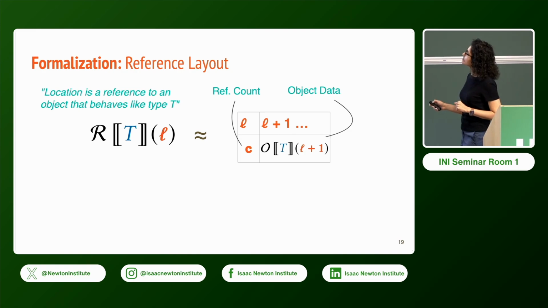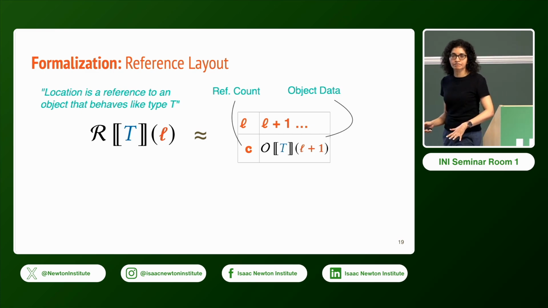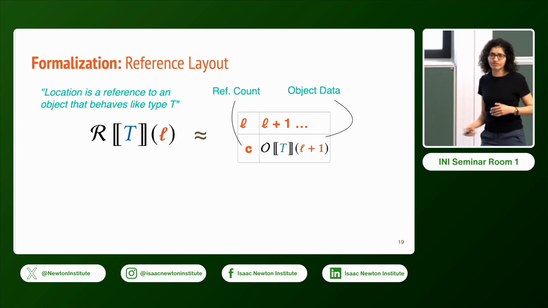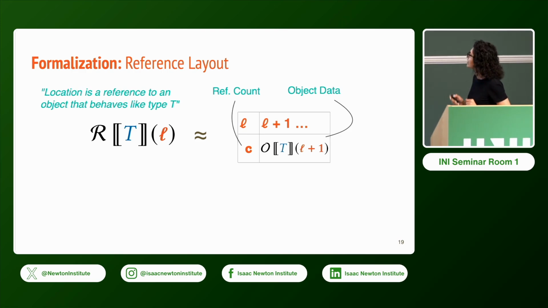The way that we're going to represent references is we're going to have right here in location L a reference count. So physically in memory, for every object, we're going to have the reference count stored right here. And at the next location, L+1, we're going to have the actual object payload for that reference, okay? I want you to think of that as at L+1, there's an object of type T, which might be another reference if that's what the layout demands. But I'll show you examples in a second.